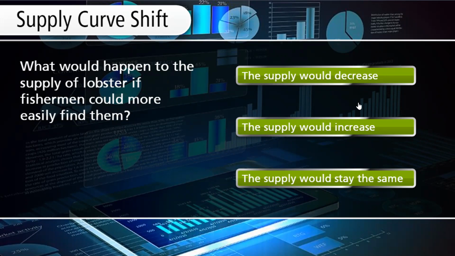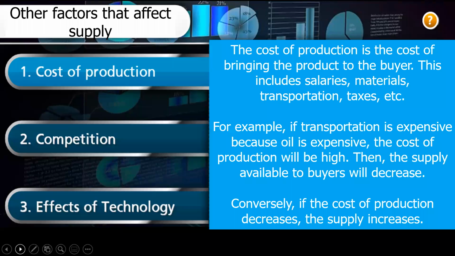Well, we had a small debate, but basically the supply would increase. Why? Because they're easier to find. It takes less time, or it's less tedious, they have more machinery, whatever. So the supply would increase because it's easier to find them. This is an example of another factor that is not price related that affects supply, and this is within the cost of production, and I will explain why.